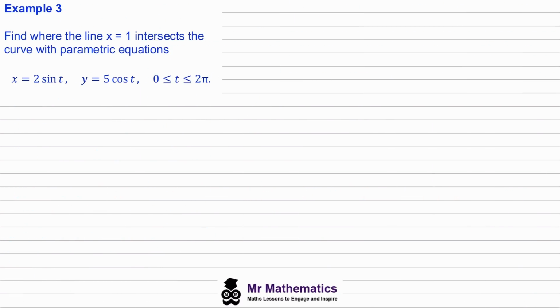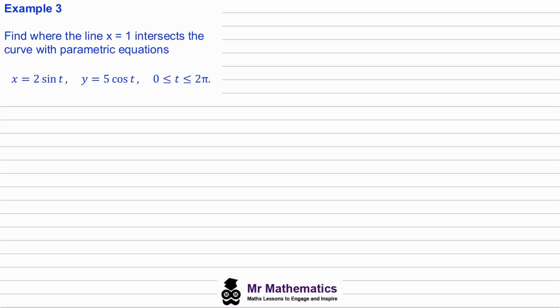Okay, so in example 3, we're asked to find where the line x equals 1 intersects a curve with these parametric equations within the range for t of 0 to 2 pi. So do you want to give this question a go yourself? You can pause the video and come back when you're ready.